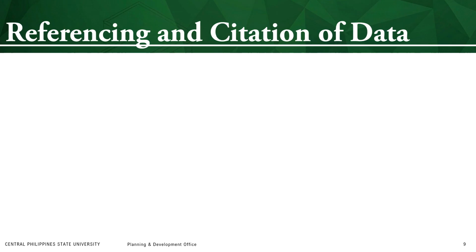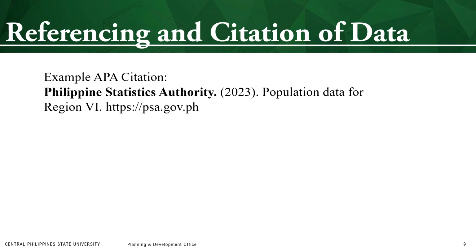Now let's talk about referencing and citation of data, because in a planning document, where your data comes from matters just as much as what the data says. The LUDIP uses APA 7th edition as its institutional citation style. Every piece of data you present, demographic figures, land area measurements, hazard assessments, environmental data, must be cited with a proper reference.